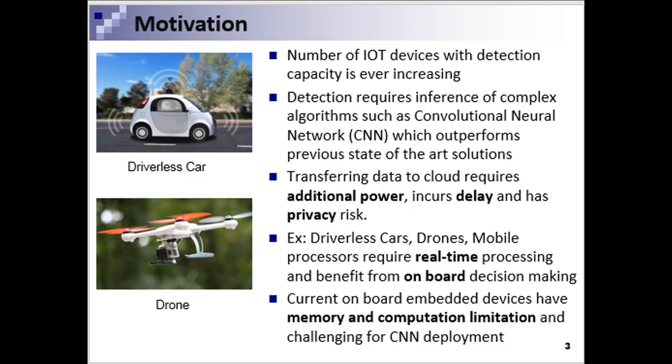However, if we want to transfer data to the cloud, do the inference there, and send back our result, it will take additional power, it will incur delay, and sometimes it might pose a risk to privacy. For example, in a driverless car, we need very fast real-time onboard processing. Now the problem is onboard embedded processors have limitations in computation and memory. Therefore, it is challenging to deploy CNNs.